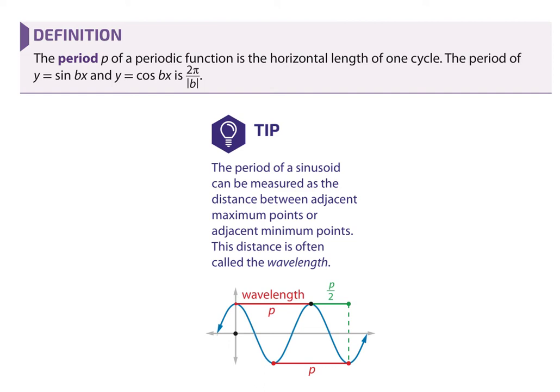Basically, the period can be measured as the distance between adjacent maximum points or adjacent minimum points. So how long it takes to get from peak to peak or valley to valley. And that's true for sine or cosine. Right? The measurement between your peaks and your valleys will be your period. Because by the time you get to another peak, you're starting over. All right? By the time you get to your second valley, you're starting over. Okay? And so you can see the difference between your peaks and your valleys. That should equal your period.